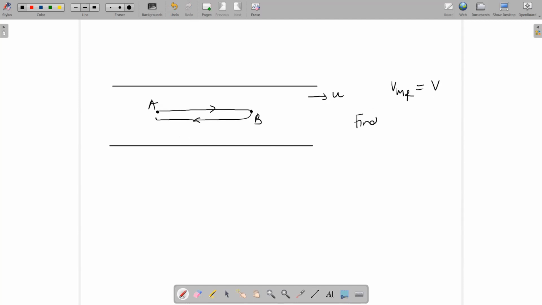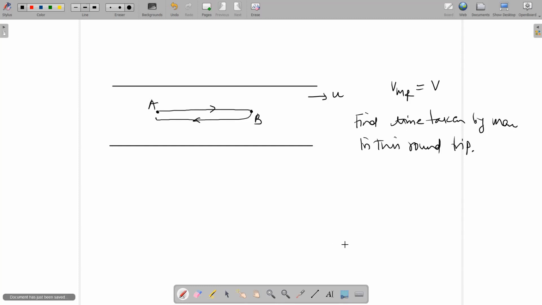I have to find the time taken by the man in this round trip. And the distance of separation between A and B is L.